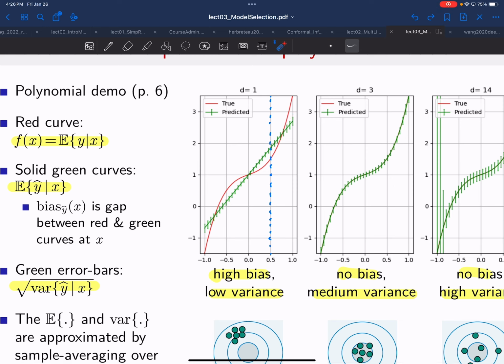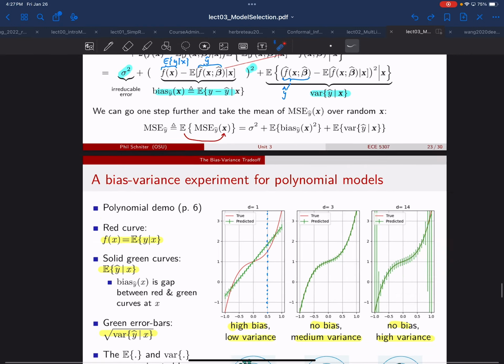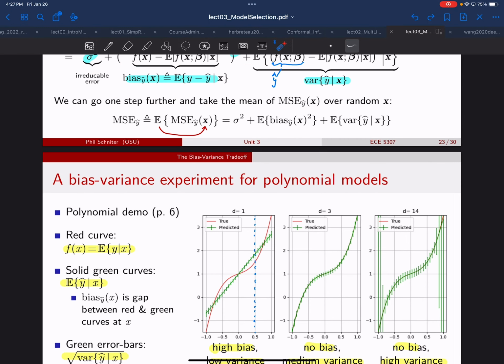So the variance of our model is seen by these error bars, the green ones. And the bias is the gap between the red and green curves. And the mean squared error is the sum of that variance and the squared bias. So those two things add to give you the mean squared error, plus the irreducible error, sigma squared. Okay, is this making sense, this picture here? I think this picture really helps to explain what is going on in this derivation. All right, any questions on the picture?